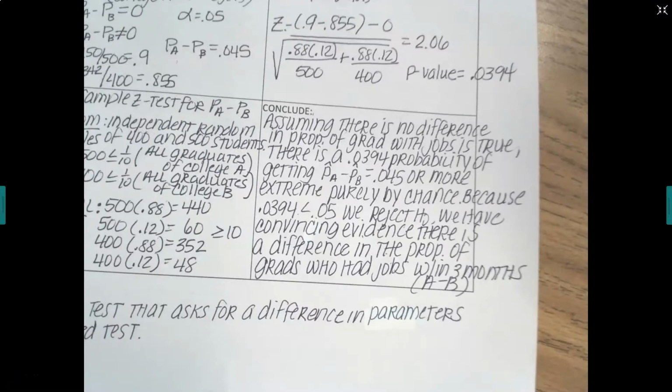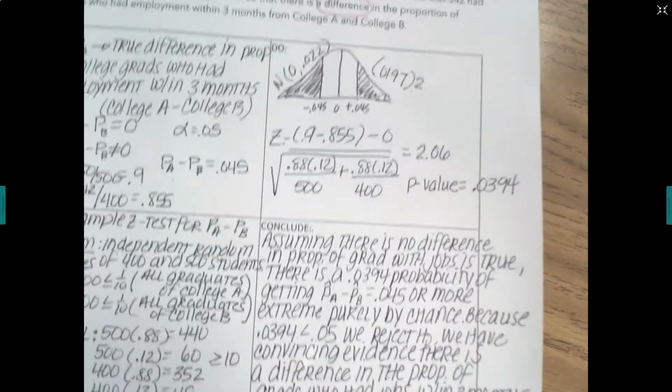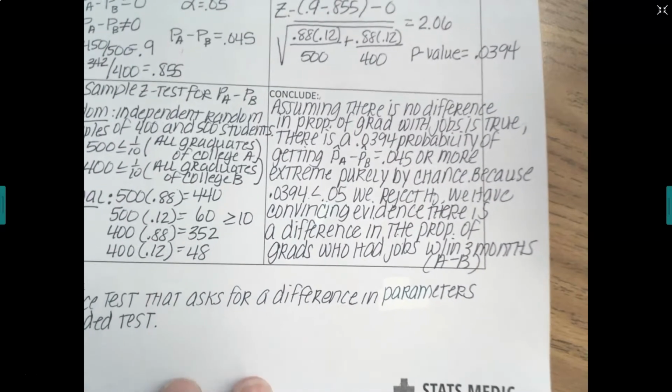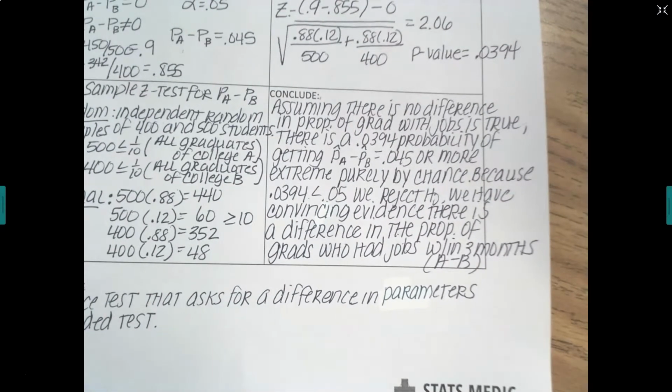All right, so assuming our null is true, assuming there is no difference in proportion of grads with jobs, there is a 0.0394 probability of getting a p-hat A minus p-hat B of 0.05. I wrote "or more extreme" because we were talking about our two-sided test, which is not just greater than, it's also less than. Purely by chance, because 0.0394 is less than 0.05, we reject the null. We have convincing evidence there is a difference in the proportion of grads who had jobs within 3 months when we had A minus B.